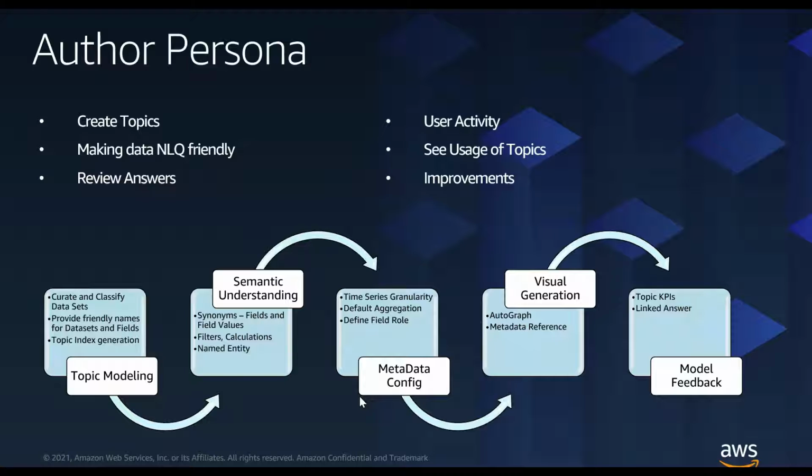An author reviews and sets the semantic types on each of the fields to help Q understand the context of what is stored in those fields. An author can define filters, calculations, named entities. We will go over all of these in detail in the workshop. An author can also share topics with their readers, review user activity, usage metrics, and iteratively work with the readers by making improvements to the topic.